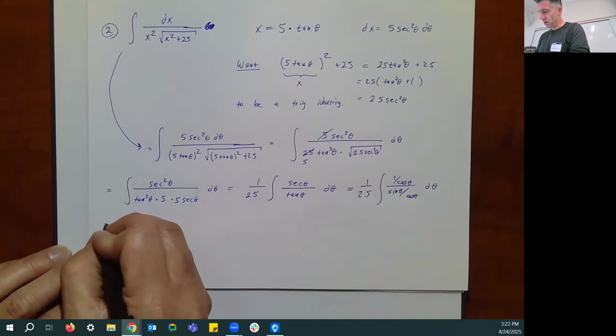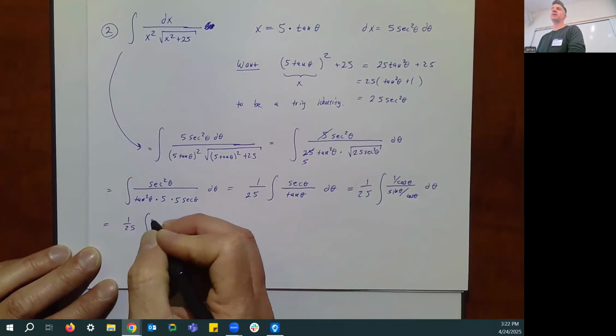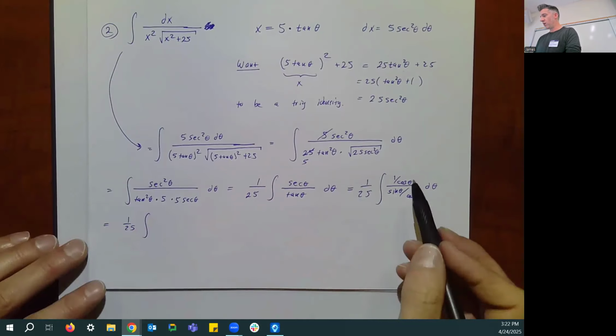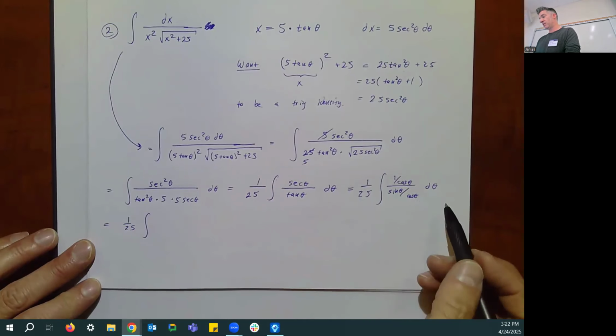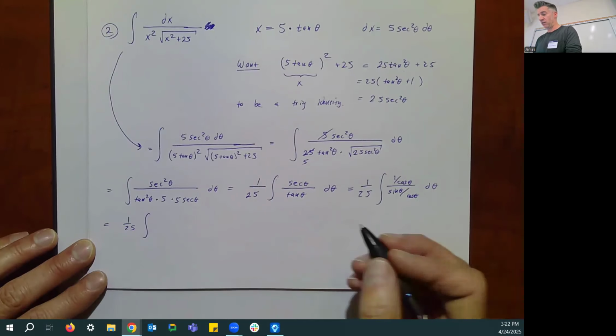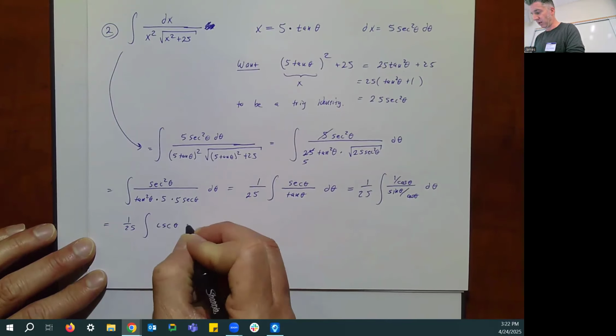We're going to get 1 over 25 times the same trig function. 1 over cosine divided by sine over cosine: the cosines cancel and you get 1 over sine, which is cosecant of theta again.